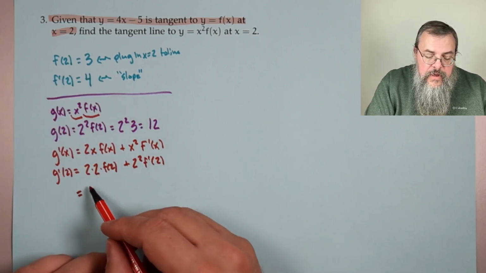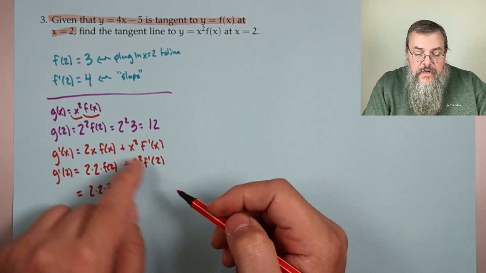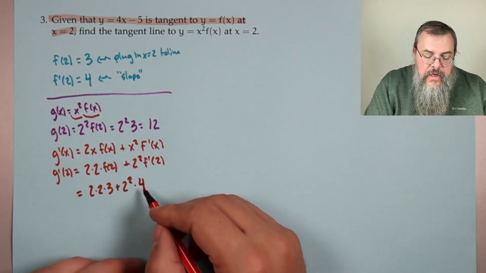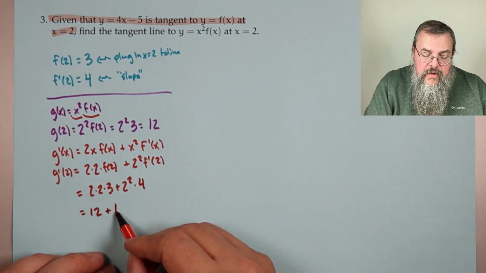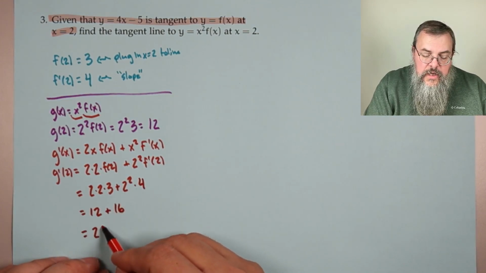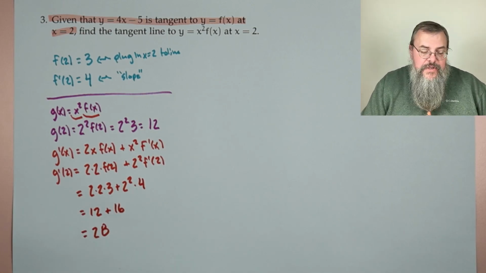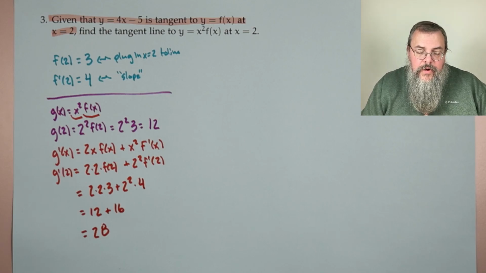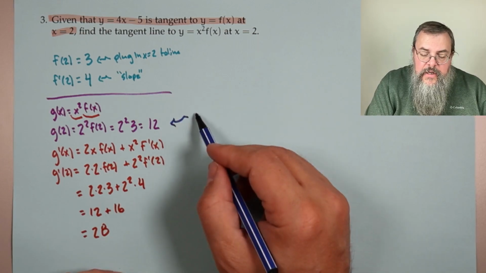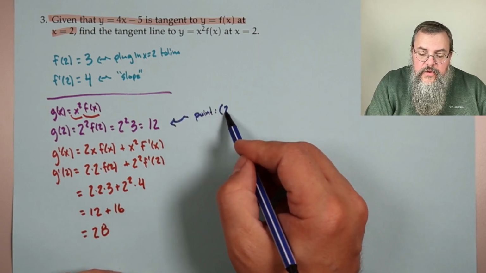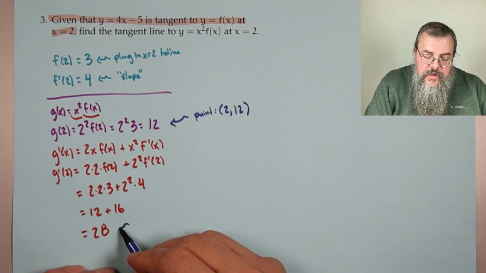It's 3. So we have 2 times 2 times 3. We have 2 squared, and f prime of 2 is 4. So we have 2 times 2 times 3, which is 12. 2 squared times 4, that's 16. 12 plus 16, 28. Big number, but that's okay. Sometimes you do get big numbers, but the important thing is now we're ready, because what do we have? Well, we have our point, x value 2, y value 12. And we have our slope, it's 28.